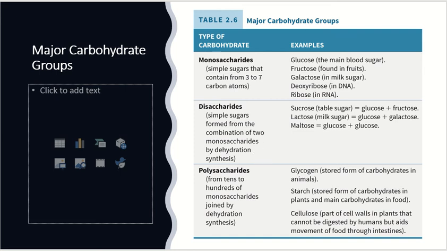All right, and then last but not least, we have our polysaccharides. These are formed from tens to hundreds of these monosaccharides, and they're joined again by dehydration synthesis. This is where we talk about our glycogens and our starches, those really energy dense sort of carbohydrates. These are like your whole grain breads and stuff. And then if you're a plant, you have cellulose. This is your polysaccharide for plants.